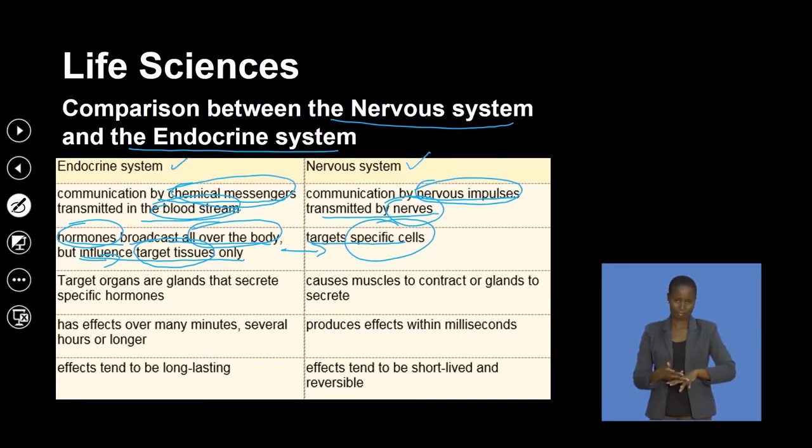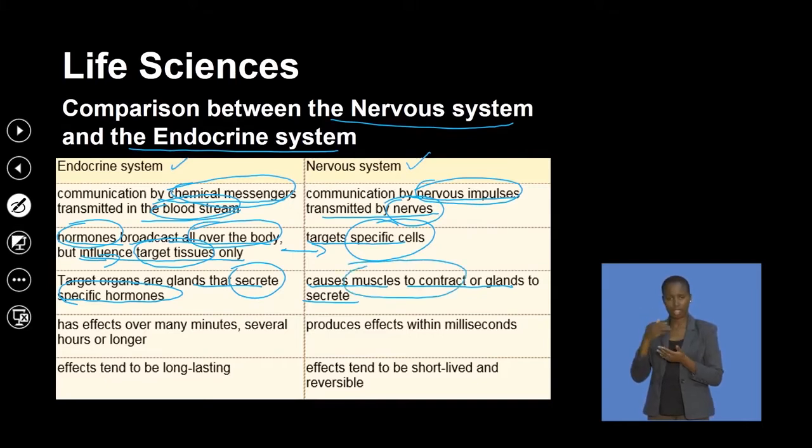Let's look at the next difference. In the endocrine system, the targets are organs, and glands secrete specific hormones. So these would be glands that produce specific hormones, and we will look at examples of these. Whereas in the nervous system, the impulse causes muscles to contract or glands to secrete a stimulus, a hormone or a secretion. So this would be targeting muscles or glands, and here you've got organs that are being targeted in the endocrine system. Let's look at another difference.